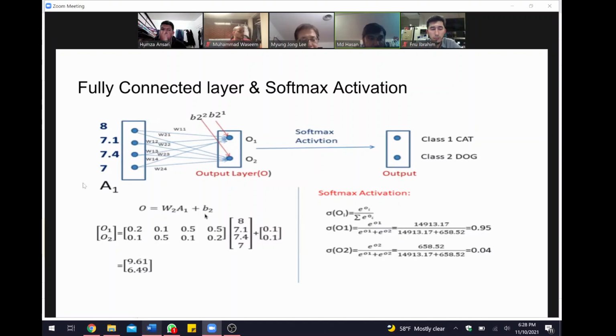Here we just do the same thing we did before. We randomly chose numbers from 0 to 1, and this is our A1 that we get from the previous layer. And for the bias B1, we just put randomly 0.1, 0.1. So we obtain this result for O1 and O2.